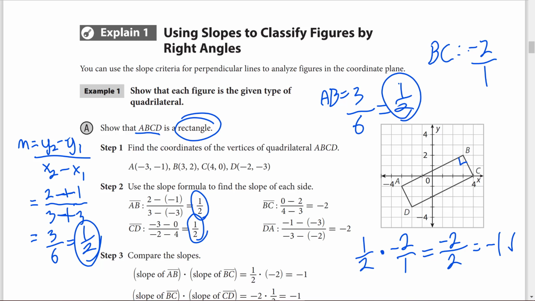Those are both 1/2. So I don't have to do the multiplication of taking CD slope and multiplying it by BC. I'm going to get the same answer because it's the same number. So that's a right angle as well. And the same thing here. If I look at AB and DA, well, I've already multiplied 1/2 by -2 and figured out that they are negative reciprocals, that those lines are perpendicular, so I figured out all 4 angles are perpendicular.